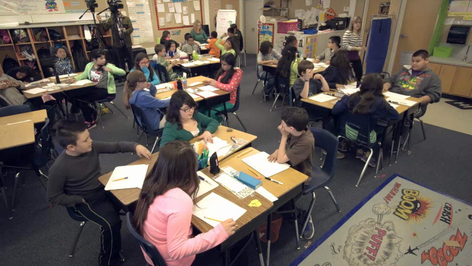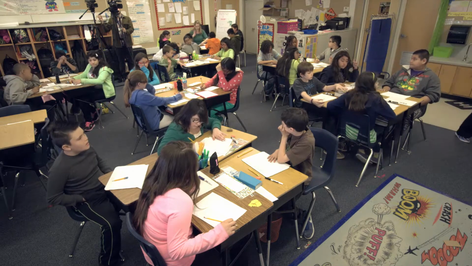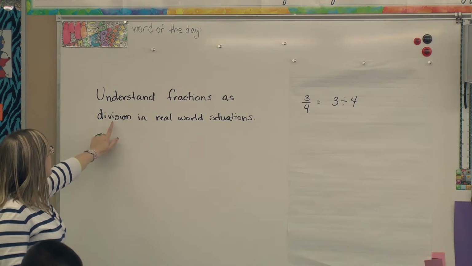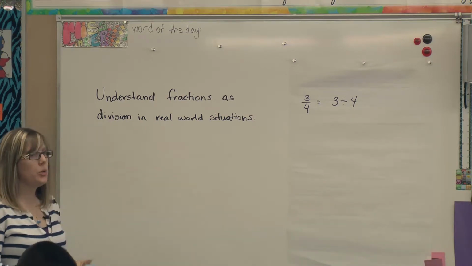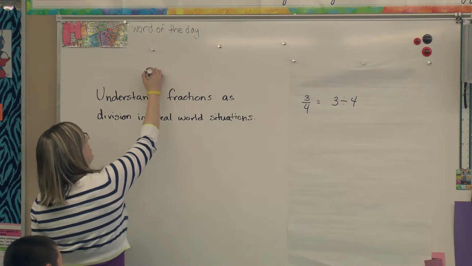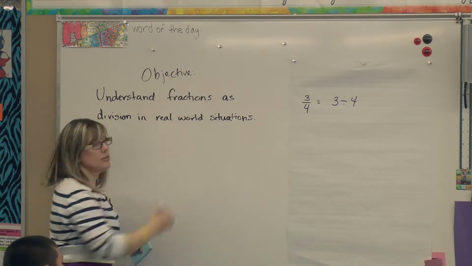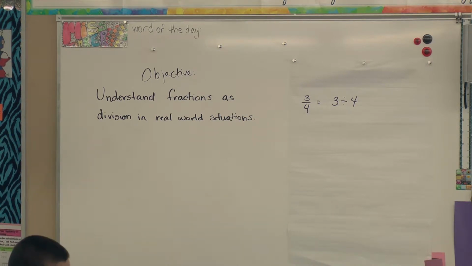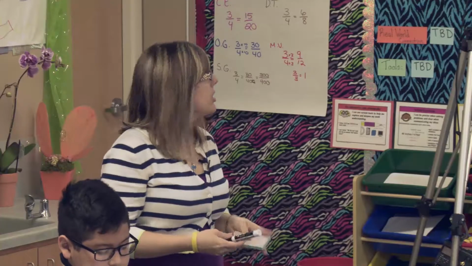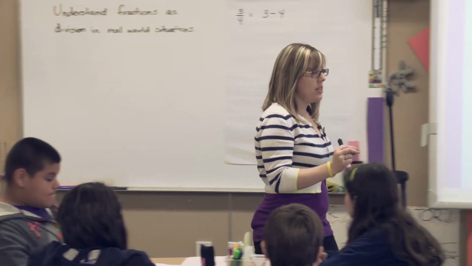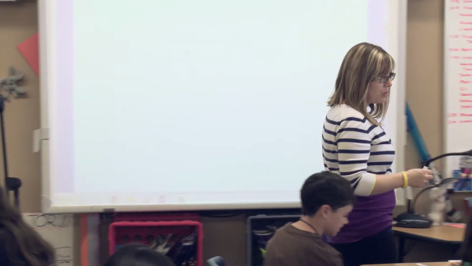All right, let's read this together. Starting at understand. Ready? Understand fractions as division in real world situations. Normally, we would have the words 'our objective is to,' and then it makes more sense because that's a sentence fragment there. So our objective is to understand fractions as division in real world situations.